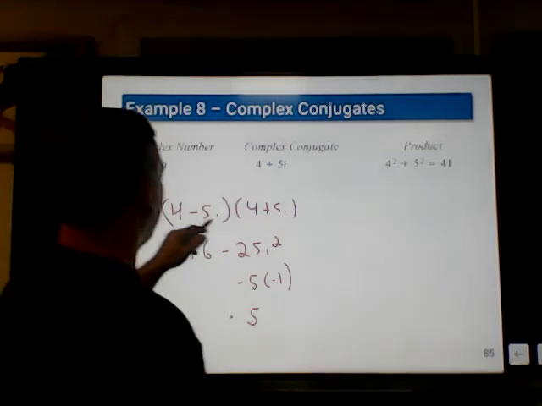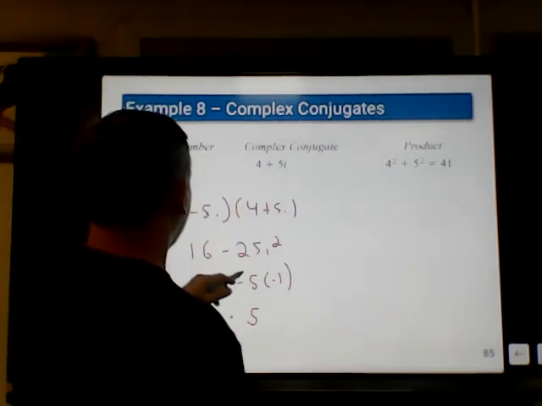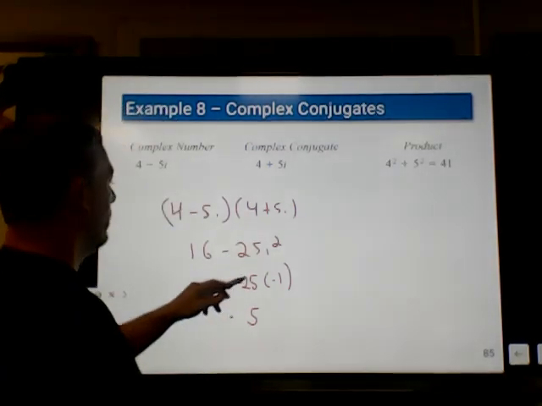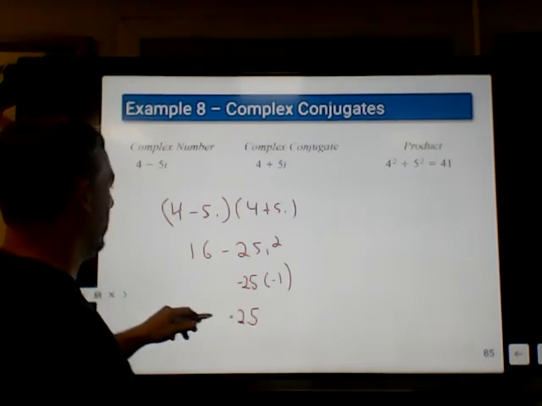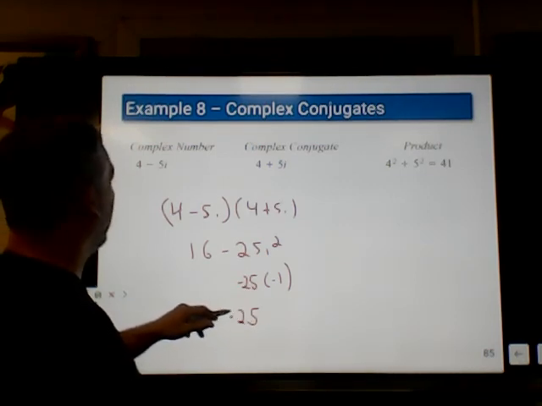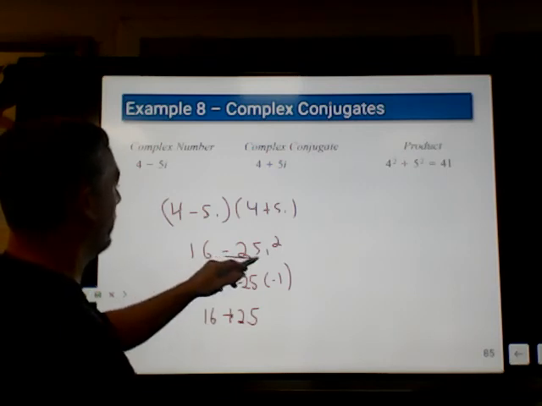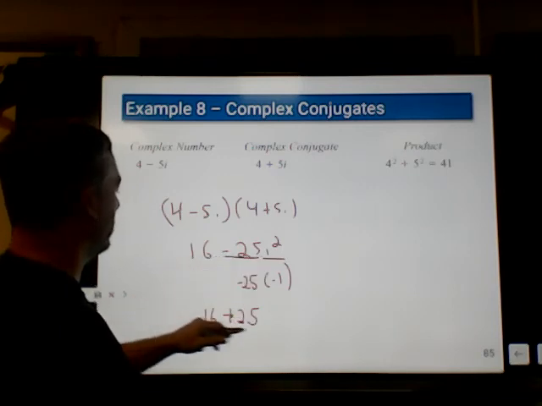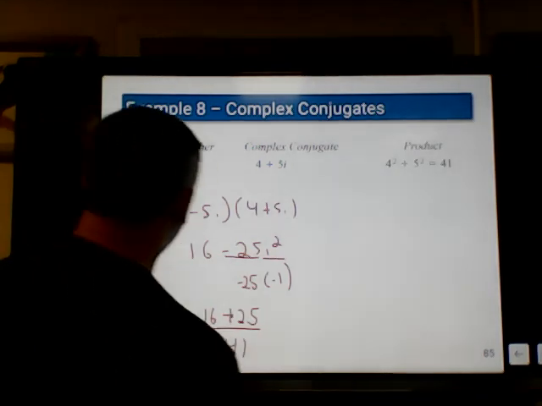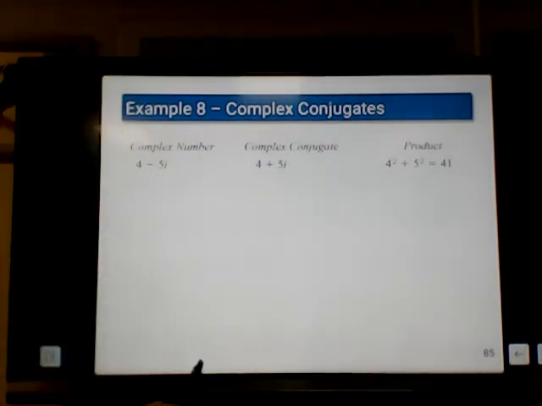My bad, I forgot to multiply. 5 times 5 is 25. Yeah, 25 there, sorry. So 25 times a negative 1 is positive 25. And then you're going to add it to 16. Because negative 25 and negative 1 makes it positive 25. So 16 plus 25 is where we get the answer of 41. Couldn't read my writing for a second, sorry.